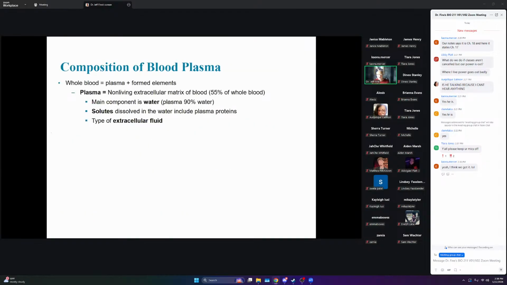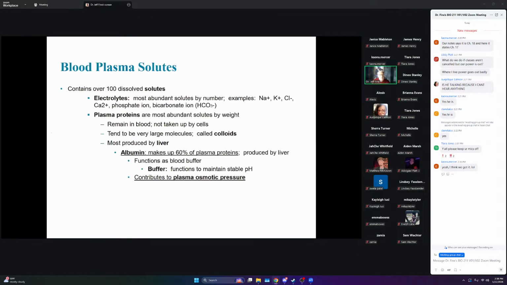All right, so this complements exactly what I just said. Whole blood is comprised of the liquid portion, plasma, which, by the way, is about 90% water, and then the formed elements, the erythrocytes, the leukocytes, and the platelets, okay? There are also solutes, and as the slide says, over 100 different types of solutes, like electrolytes and proteins, for example. Different chemicals that are a part of our blood. They're dissolved in our blood, they're transported by our blood.